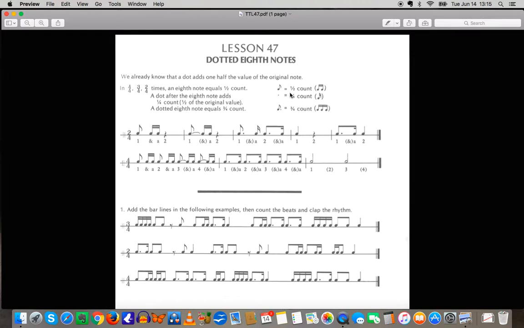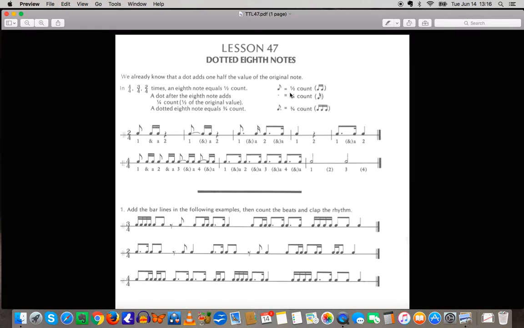So that dot adds 1/2 of the value to the note that it follows, okay? So if you have a dot after an eighth note, what's half of an eighth note? A 16th note. So that dot adds a 16th note worth of time to it, okay?